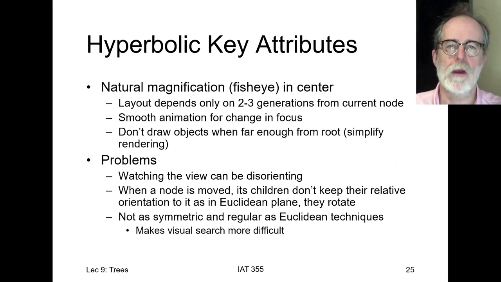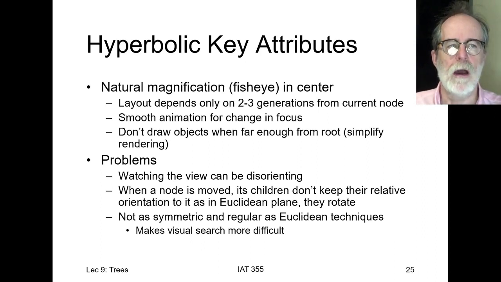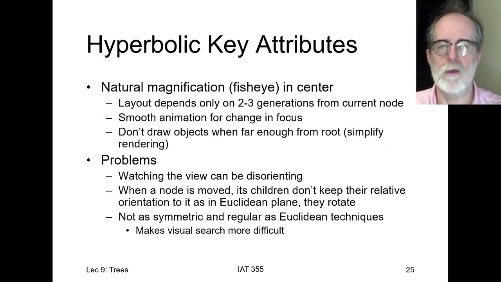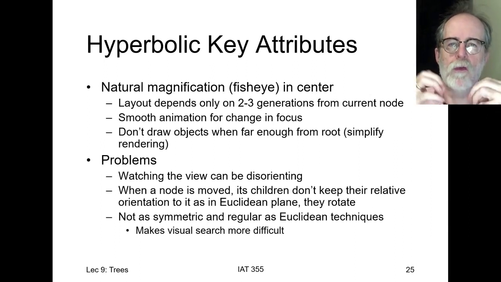However, the problems with this thing are, when you're watching it, it does take a little bit of getting used to and reaccustoming your eyes as to where some of those nodes ended up, because there might be some rotational movement in addition to just drawing things more towards the center and other things moving towards the periphery in a nice linear fashion. When a node is moved, the children don't keep their relative orientation as they would in a Euclidean or rectangular space, and it's not as symmetric and regular as the Euclidean techniques that we showed first, and sometimes makes visual search more difficult.